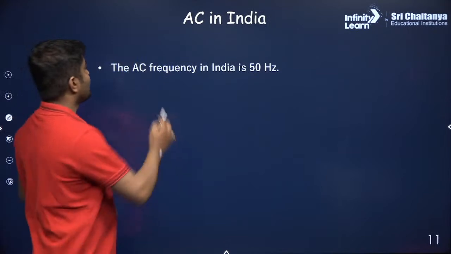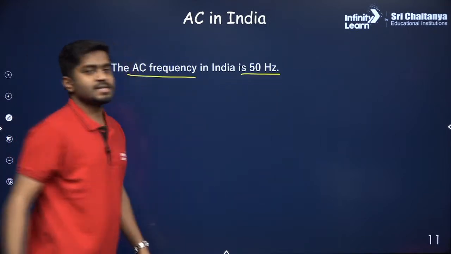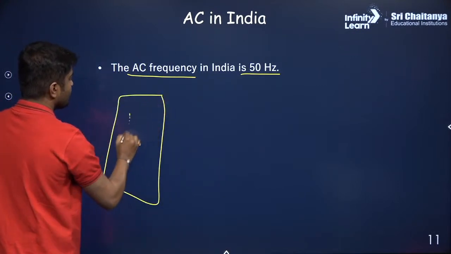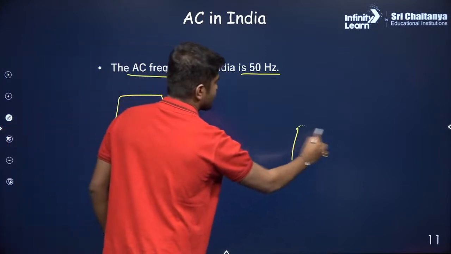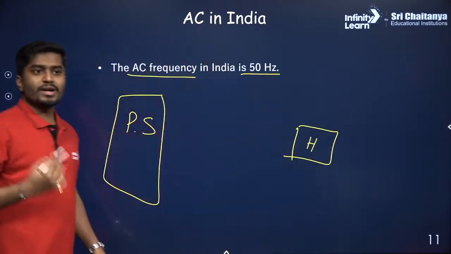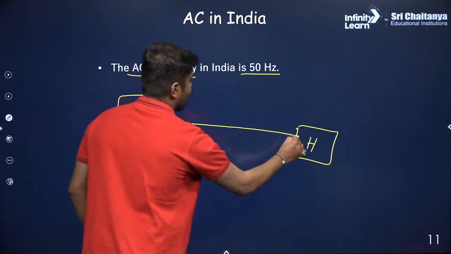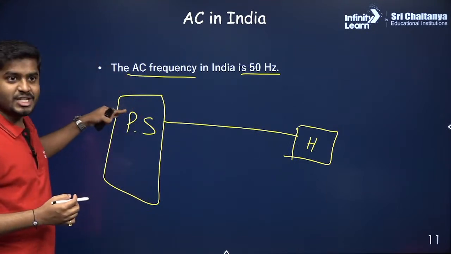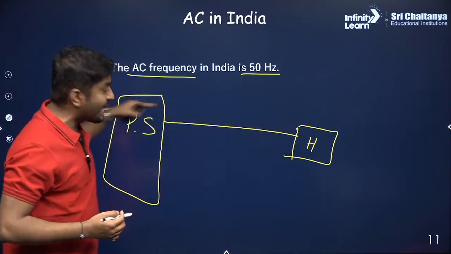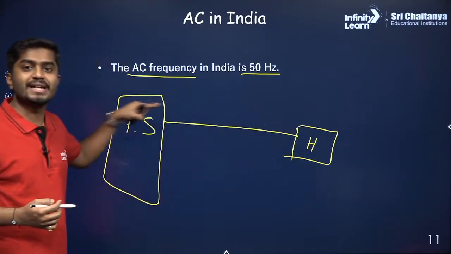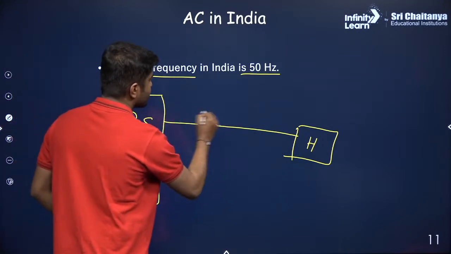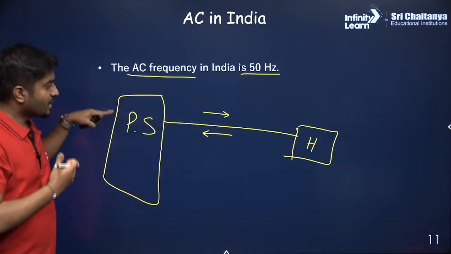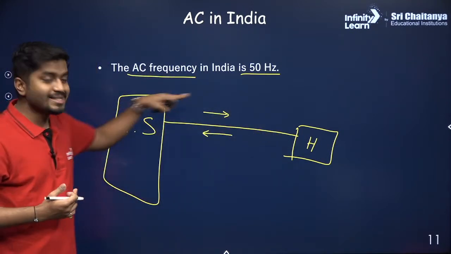So now in India, the AC frequency is 50 Hertz. What is the meaning of that? Let's suppose there is a power station here, and let's suppose there is some small house. They are connected, let's say, by some electrical cables or wires. So does the electrical energy come directly to our houses or does it oscillate? The current sometimes comes in this direction, and half of the time it is going away, coming towards the house, going away. So that is the alternating current.